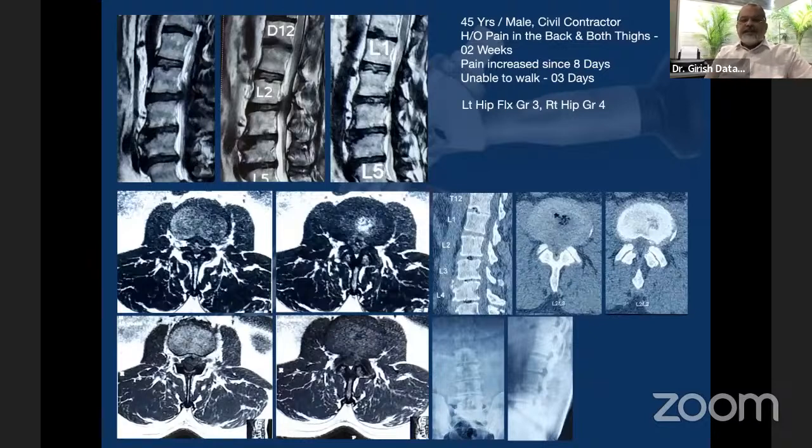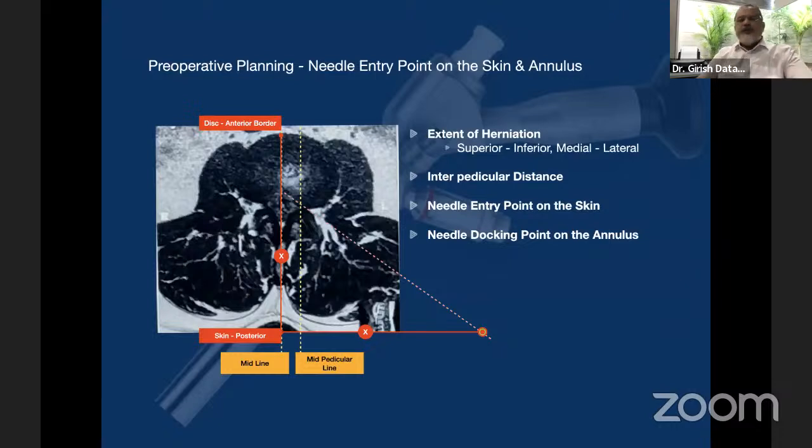You can see that this is an engineer with an upper lumbar herniation. So you see a herniation at L2-3, a large herniation by and large. You can see the axial sections also showing a large herniation. The CT scan is by and large normal. Since it's an upper lumbar herniation, I would definitely do a CT scan to identify if there is ossification or calcification of the bone or the herniation part. So let's dive into how we plan it.